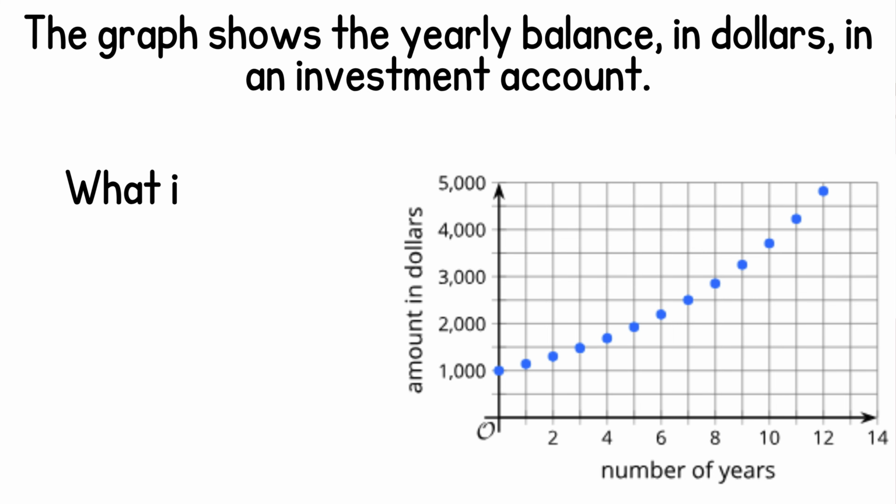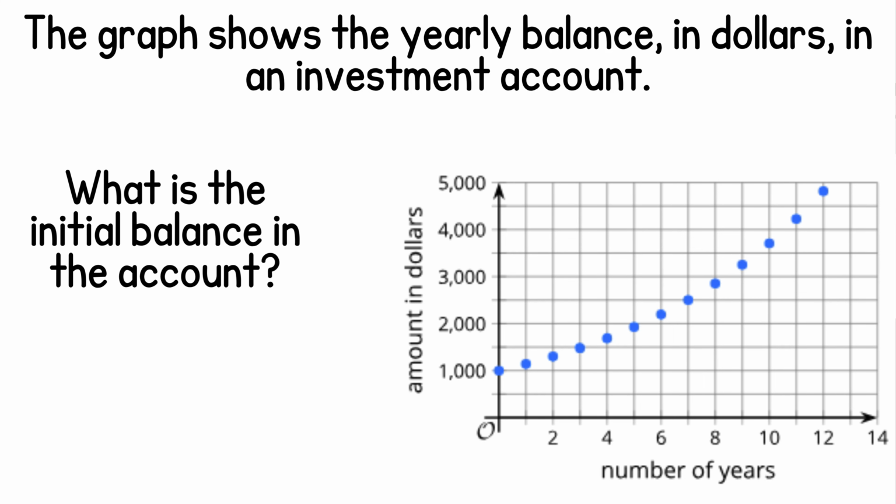Our last example gives us a graph that shows the yearly balance in dollars of an investment account. What is the initial balance in the account? We can find the initial balance by looking at our y-intercept when x is 0. So we can see that we started with $1,000.